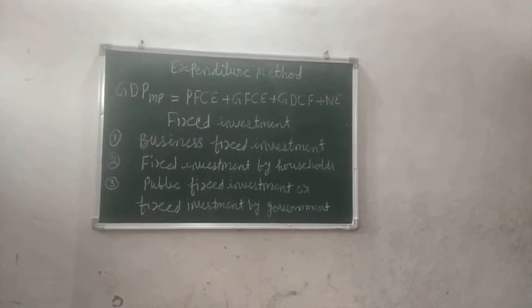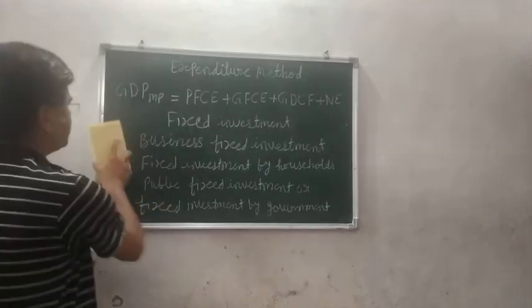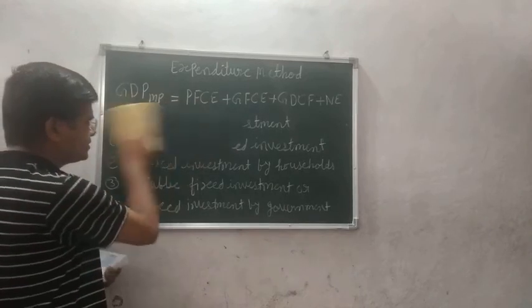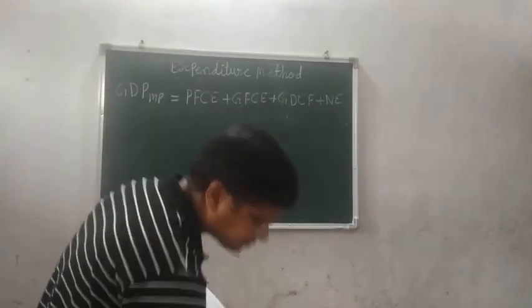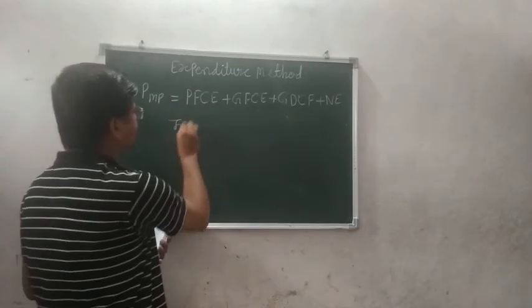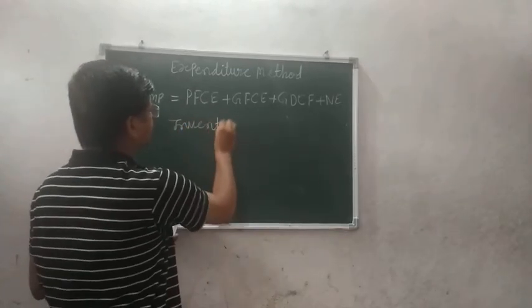Second one is inventory investment. So inventory investment refers to change in stock during the year. As noted earlier, it is estimated as the difference between closing stock and opening stock. Okay, so this was the first, fixed investment. Now, how can we calculate inventory investment?